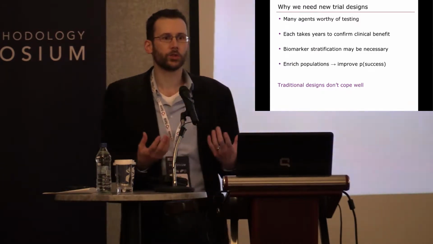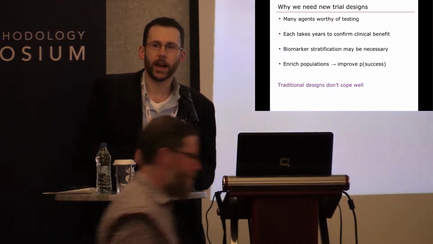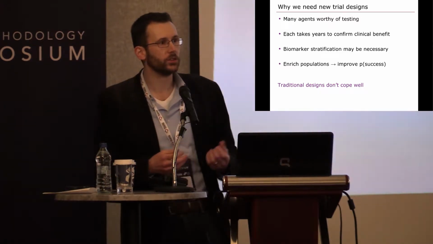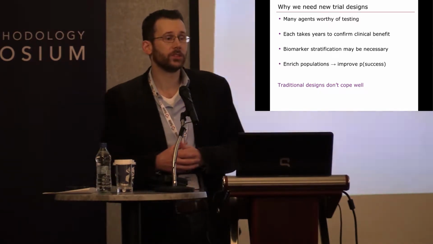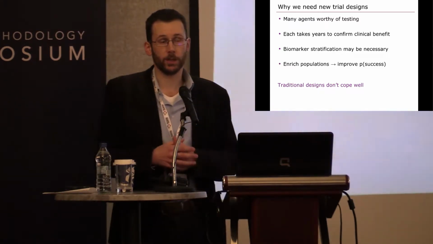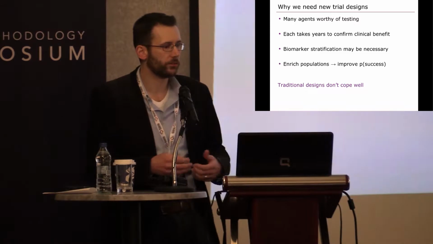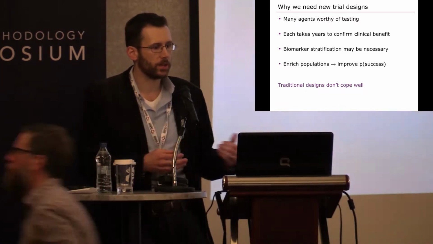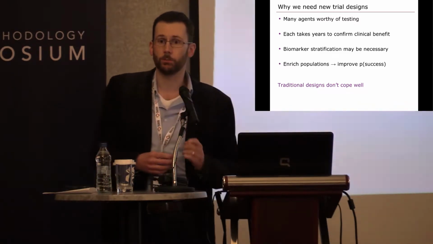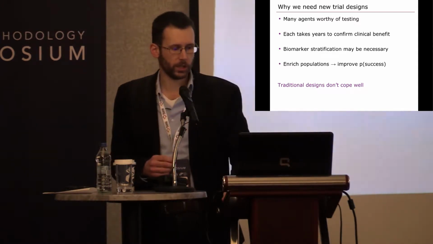So we need new trial designs, and Marion talked about the need for that very well this morning. It's an exciting time for a lot of areas, particularly in cancer where I tend to work. There are a lot of agents worthy of testing, and we know that most treatments we want to look at take a long time to test if you're going to be able to confirm any benefit. Increasingly, as we understand the genetic basis of diseases, we're going to find that we need stratification, potentially biomarker stratification. And maybe we're going to need to enrich our populations in order to improve our probability of success. And if we want to do any of those things, our traditional designs don't work very well.